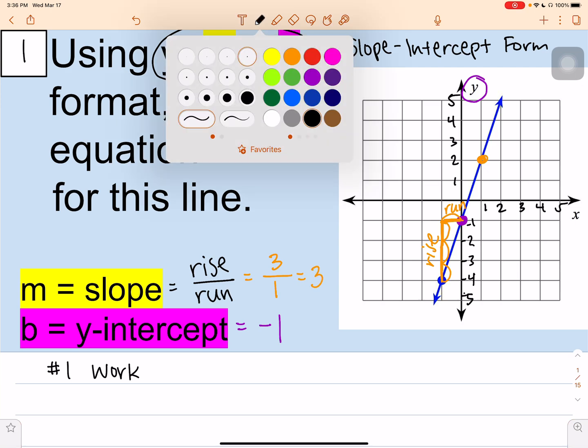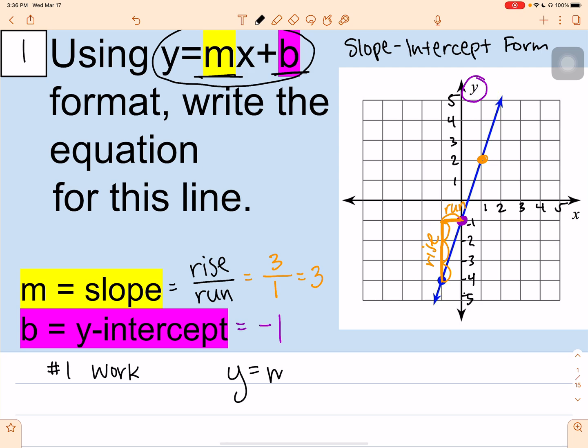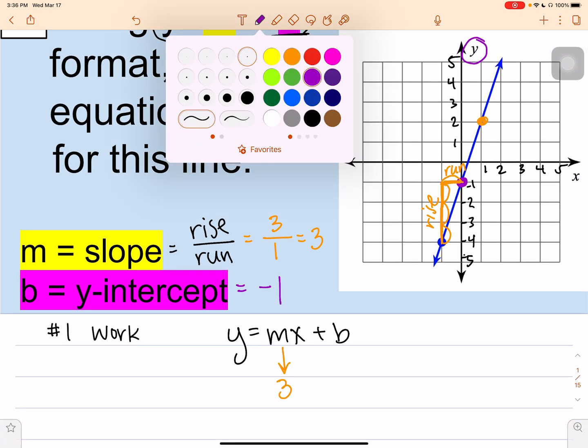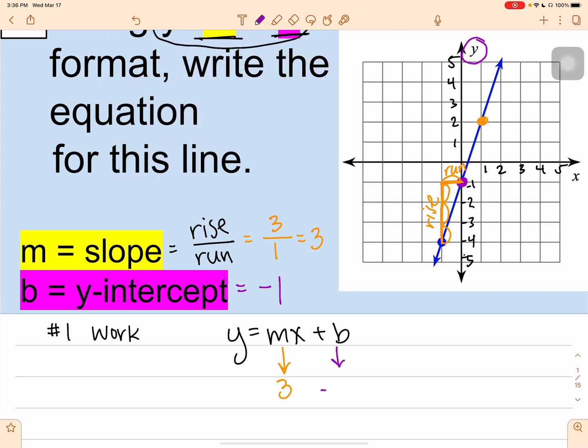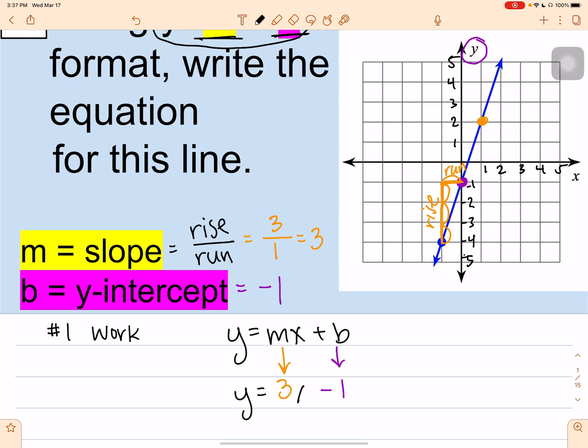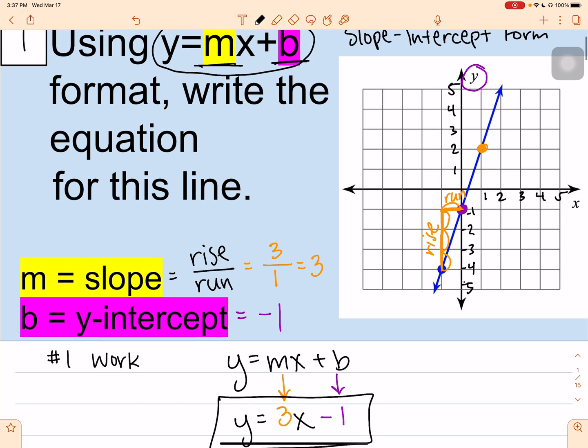So now I need to write it in the form of y equals mx plus b. I know my m is 3. Okay. And I know my b is a -1. So now I just write y equals 3x minus 1. That is my equation. Okay, so pause the video if you're still getting this down. I'm going to move on to number 2.